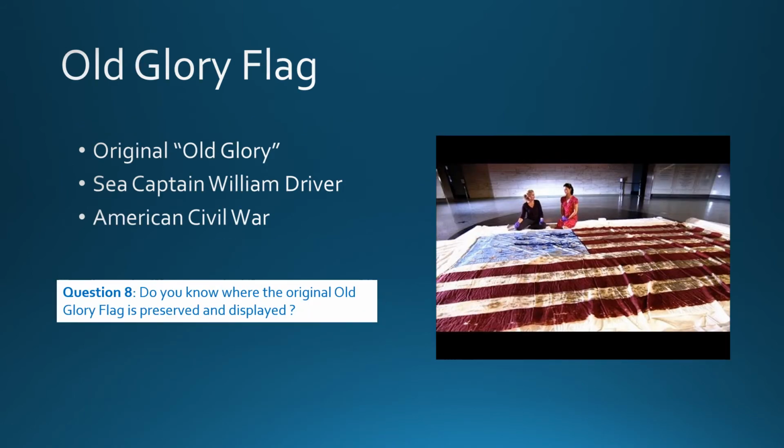Old Glory is a nickname for the flag of the United States. The original Old Glory was a flag owned by 19th century American sea captain William Driver, who flew the flag during his career at sea and later brought it to Nashville, Tennessee, where he lived. Driver cherished the flag and was dedicated to ensure its safety from the Confederates, who attempted to steal the flag on many occasions during the American Civil War.